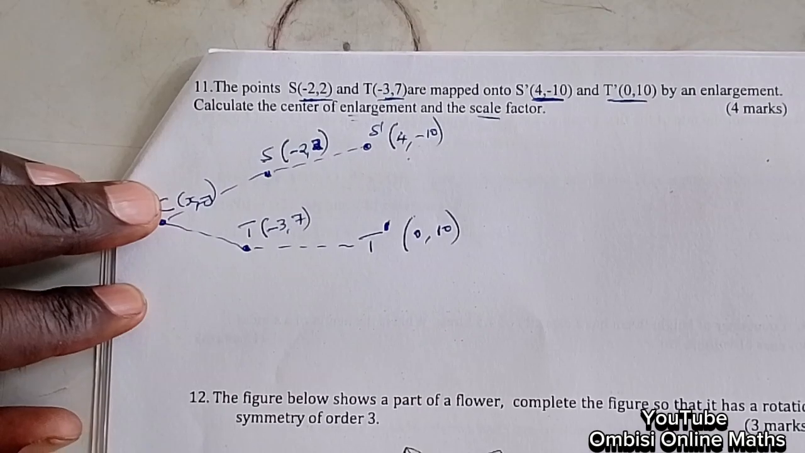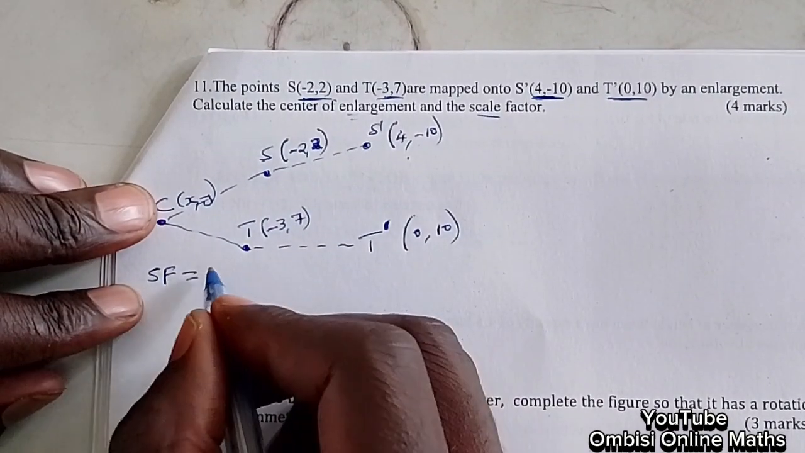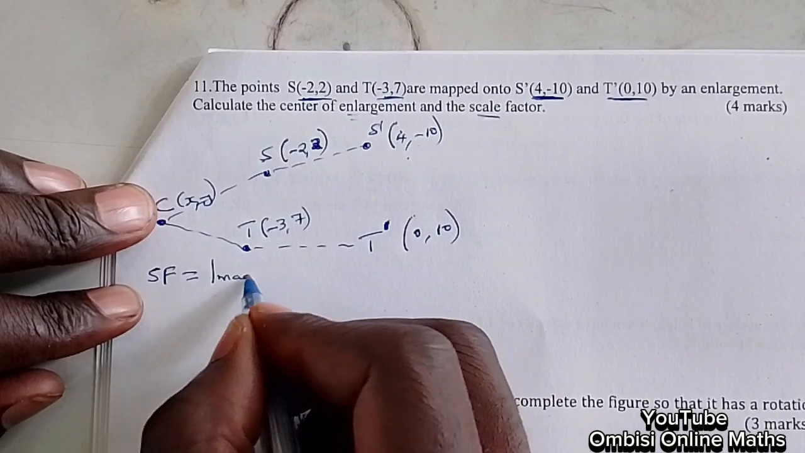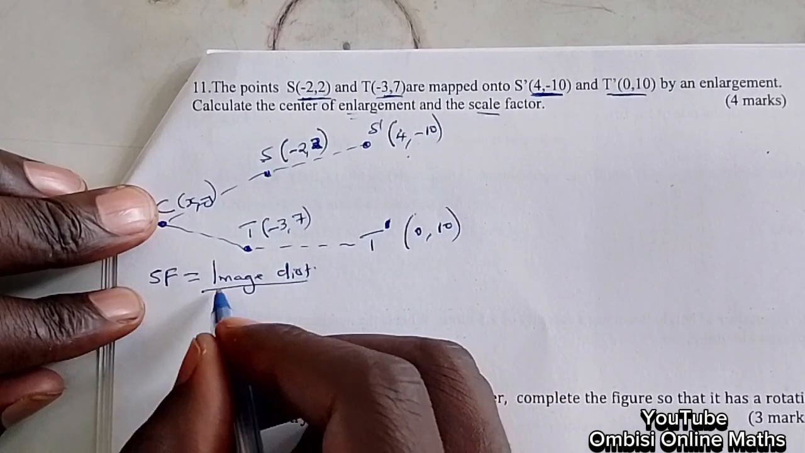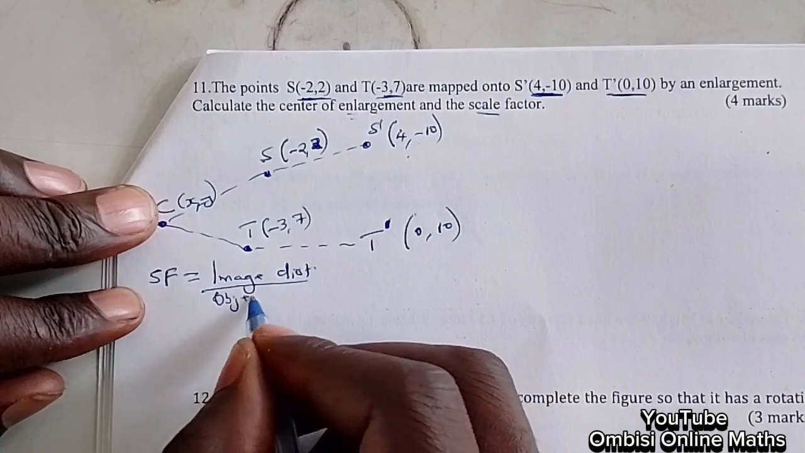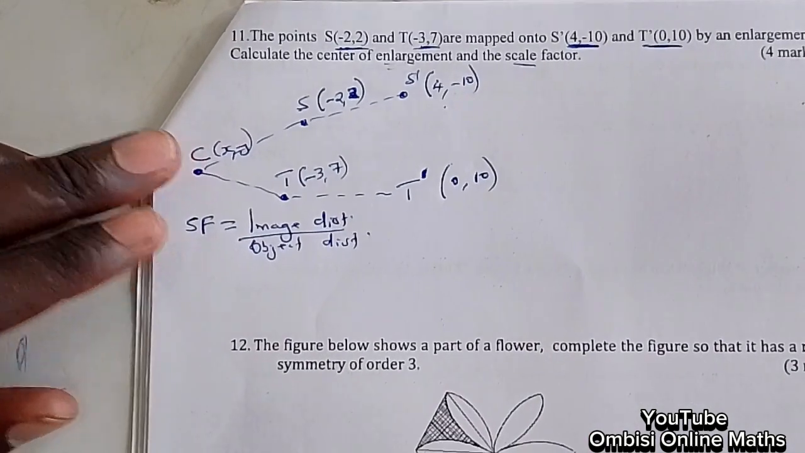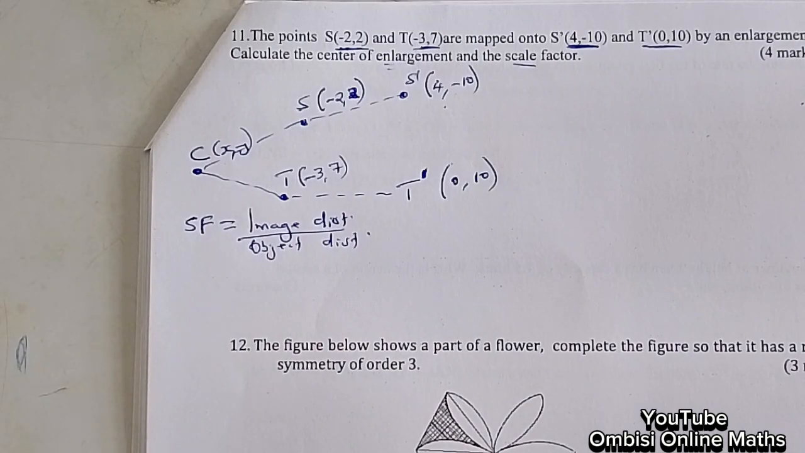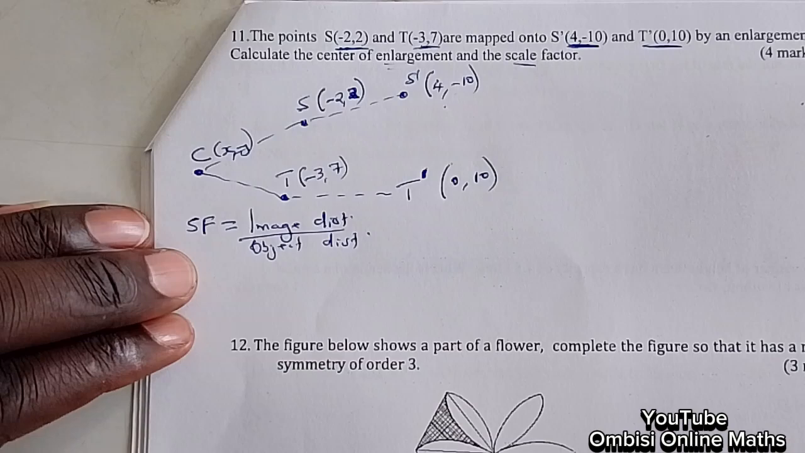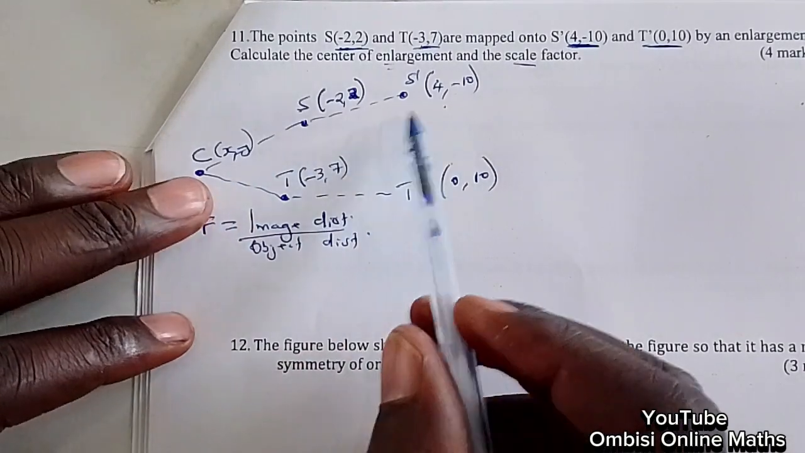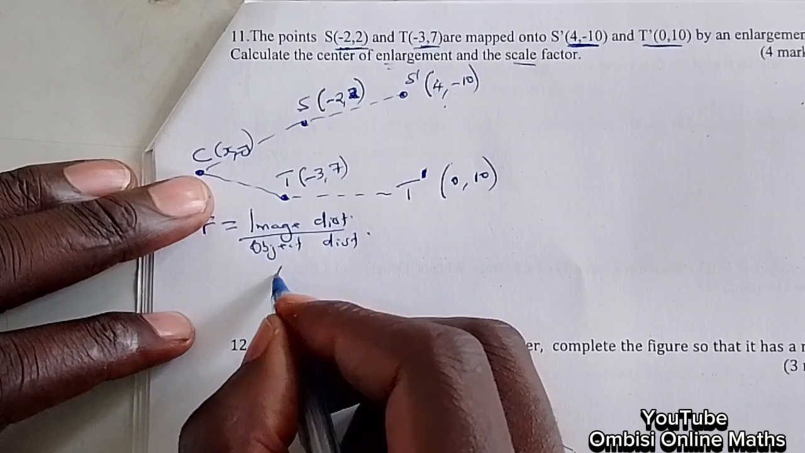So, it means that you're going to find the scale factor. And for the scale factor, you're going to use the image distance over the object distance. This one is the image distance from the center of enlargement and the object distance from the center of enlargement. So image distance on the side of x is going to be 4 minus x.